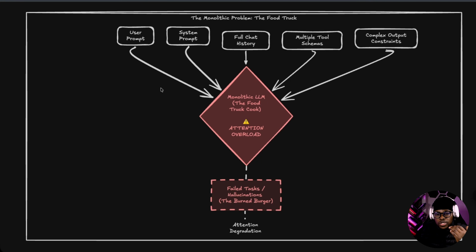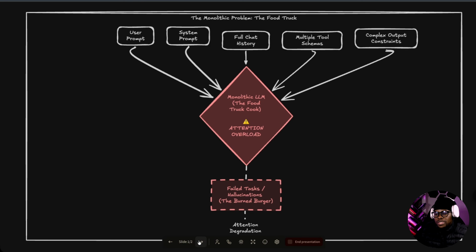It's a situation where the LLM actually forgets instructions that are in the middle of its prompt. It begins to focus on the noise, and as a result of that, you get something called attention overload or hallucination, which is the eventual outcome of an LLM beginning to focus on the noise. And in the case of our food truck agent, this leads to burnt burgers.